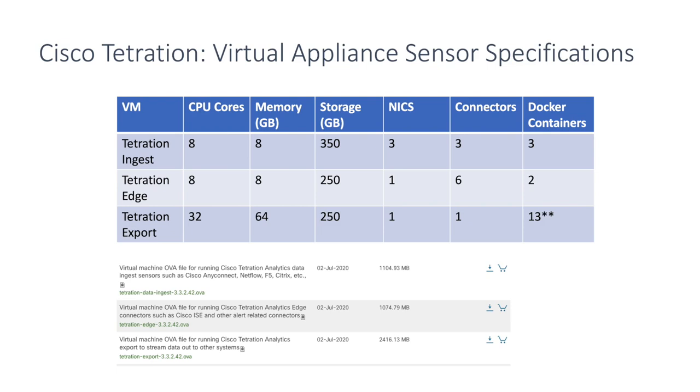Now, when we get into the NIC section, that's where things change a little bit, where our ingest does require, on some of the sensors, 3 NICs. Our edge and export only require one NIC. We can see the number of connectors that we need is between 1 to 6, depending on the piece that you're running.